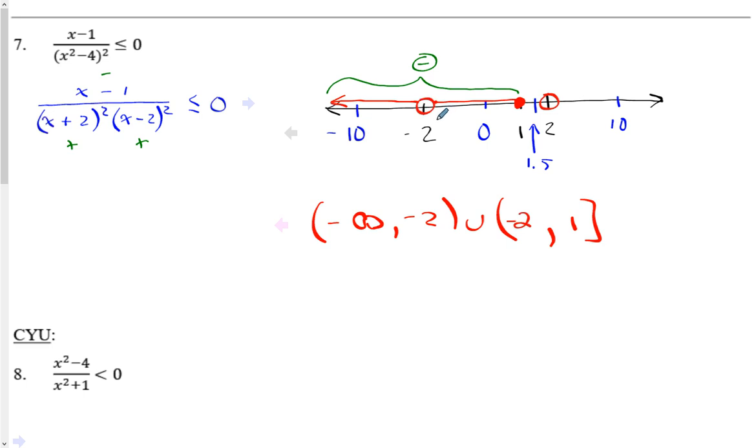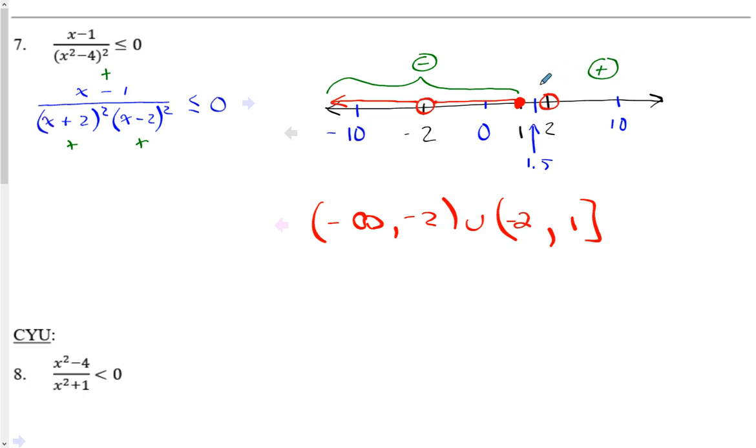Then if I pick a number to the right of x equaling 1, let's go with the 1.5. 1.5 minus 1 is positive. Positive over positive gives me positive for this entire interval to the right side here.